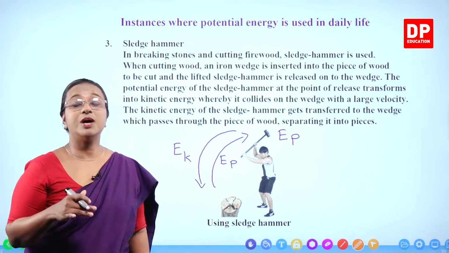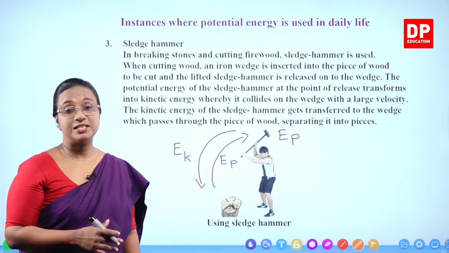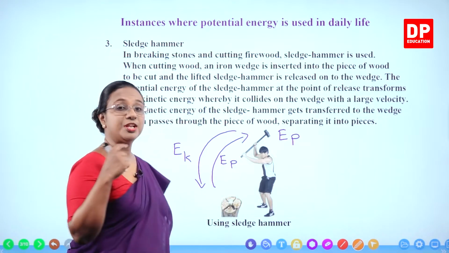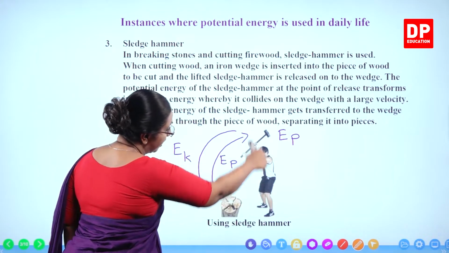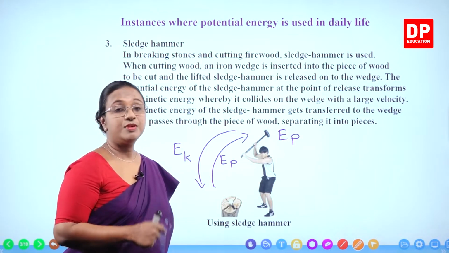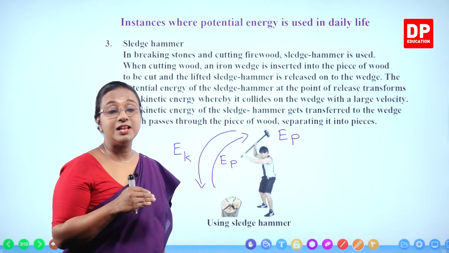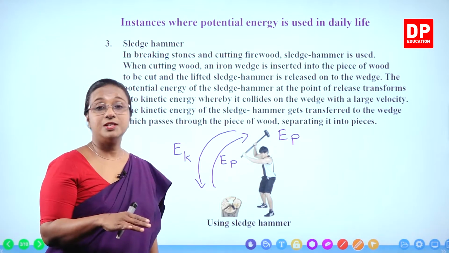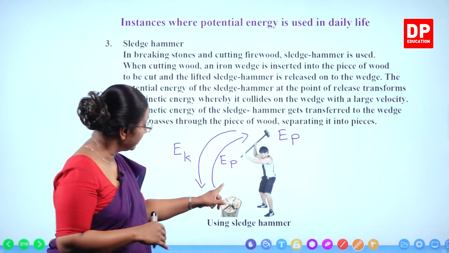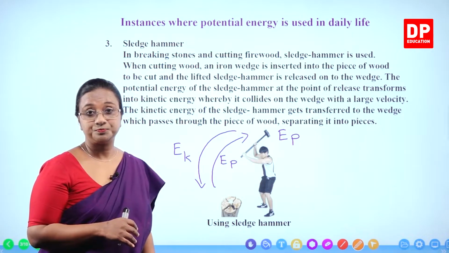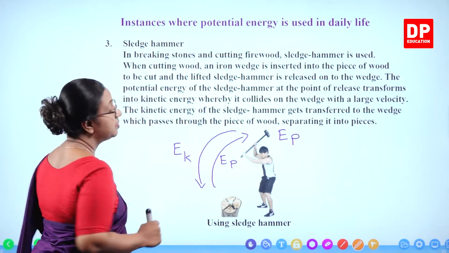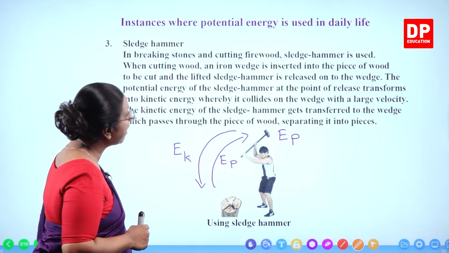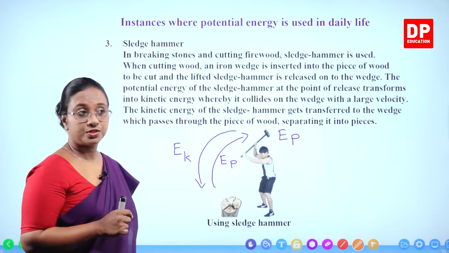And when you raise it to a height, there is more potential energy stored. If you start hitting from here, only this much height, the potential energy is less compared to this height. So if you raise it to a higher level, the sledgehammer gets more potential energy. That will be converted to more kinetic energy that will make work easy. So that is the purpose of using sledgehammers. In breaking stones and cutting firewood, the sledgehammer is used.